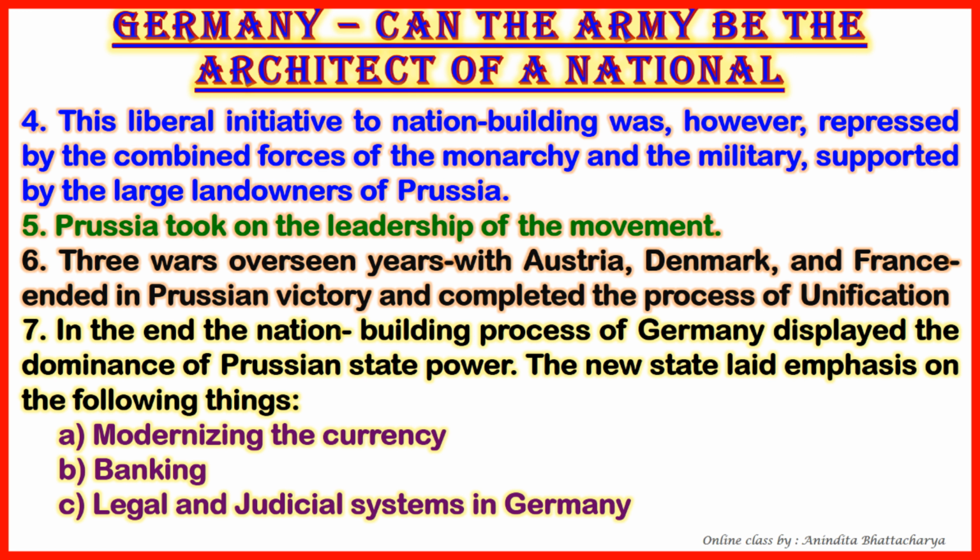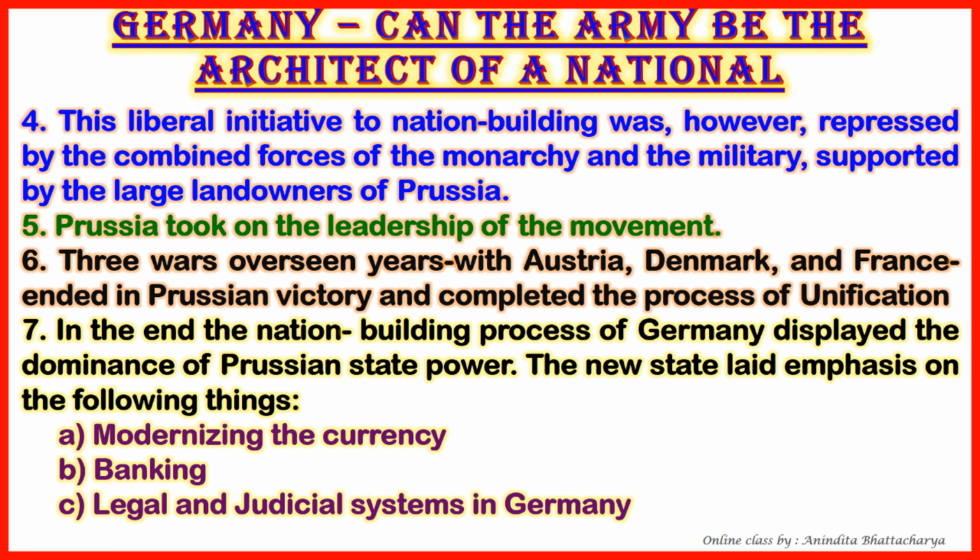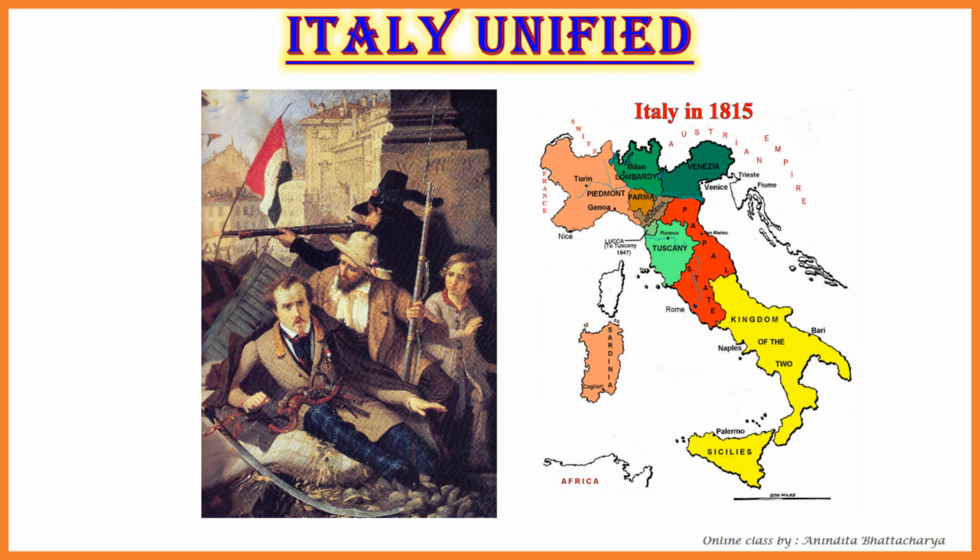On 18 January 1871, an assembly comprising the princes of the German states, representatives of the army, and important Prussian ministers, including the chief minister Otto von Bismarck, proclaimed the new German Empire headed by Kaiser William I of Prussia. Our next topic is the unification of Italy.